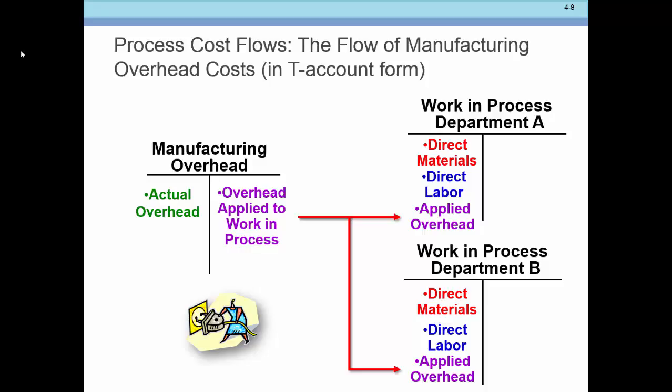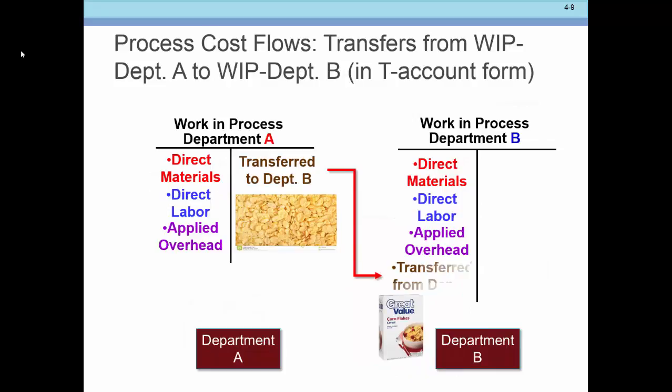So now we've got all those costs gathered in the flake department, and all those costs gathered in the box department. The flakes go from the flake department to the box department, don't they? So we're going to transfer our cost out of the flake department and into the box department. You can see all those costs that went into making that vat of flakes are now going over to the box department. We're going to put the flakes into the box, so now we've got all the costs gathered in the boxing department, in department B.